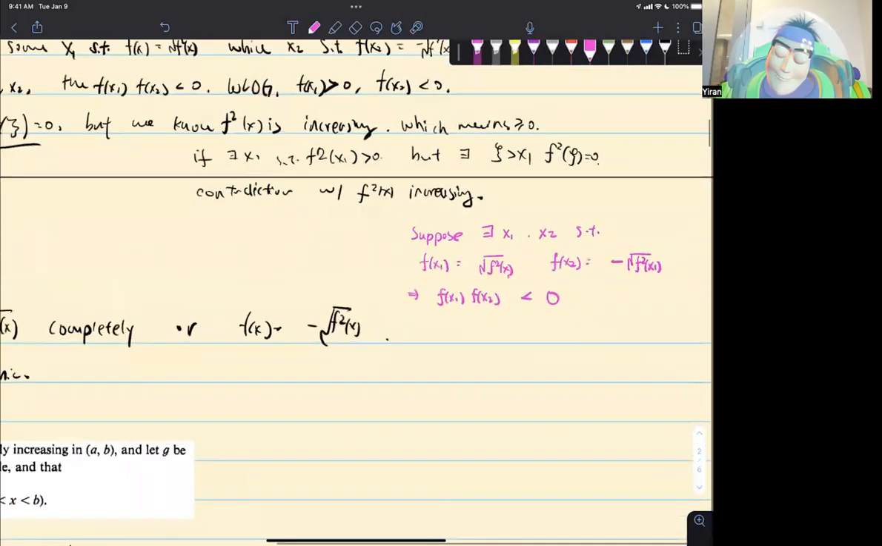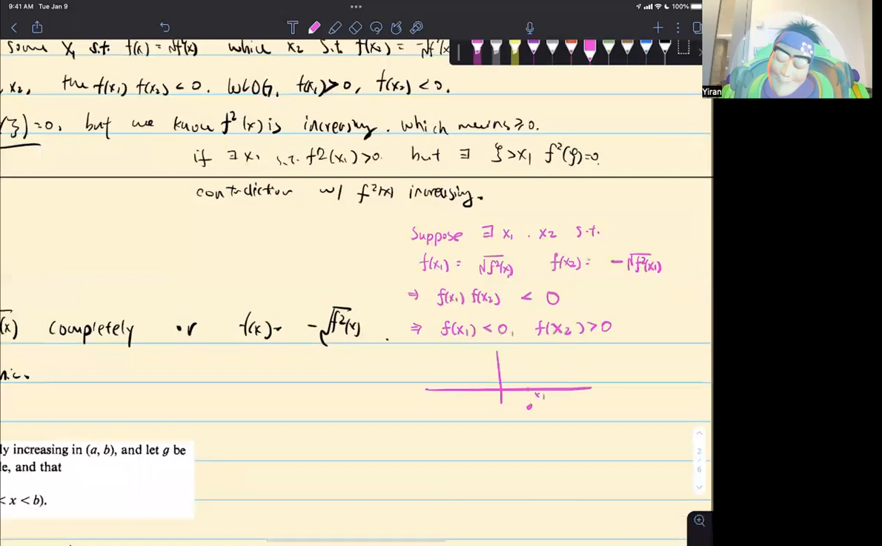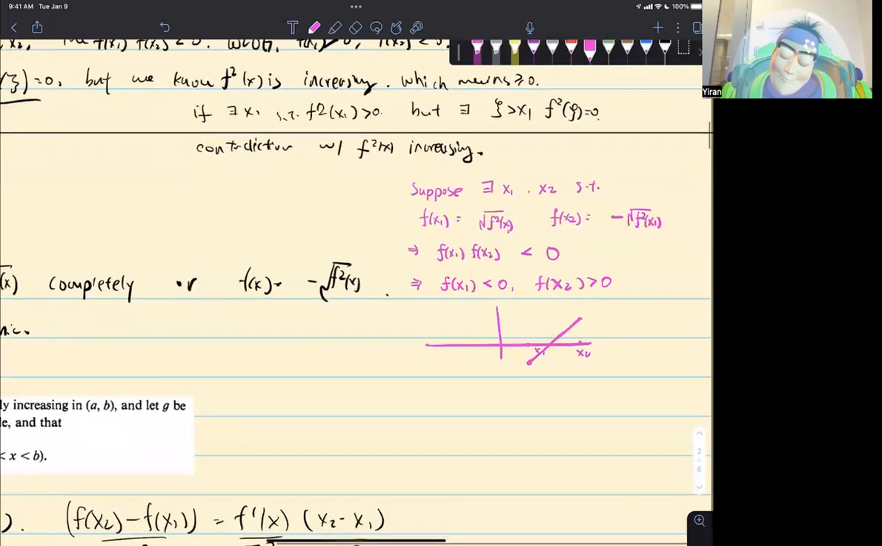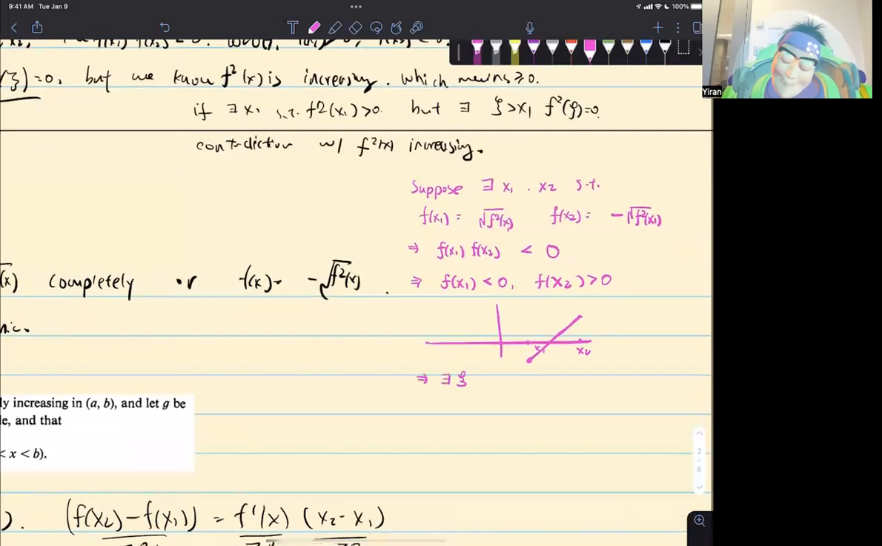So because it's strictly smaller than 0, that implies, for example, f(x1) is smaller than 0 and f(x2) is larger than 0. So if you look at the function at x1, it is less than 0, and at x2 it is positive, which is larger than 0. So something like this. So that implies there exists c between x1 and x2.